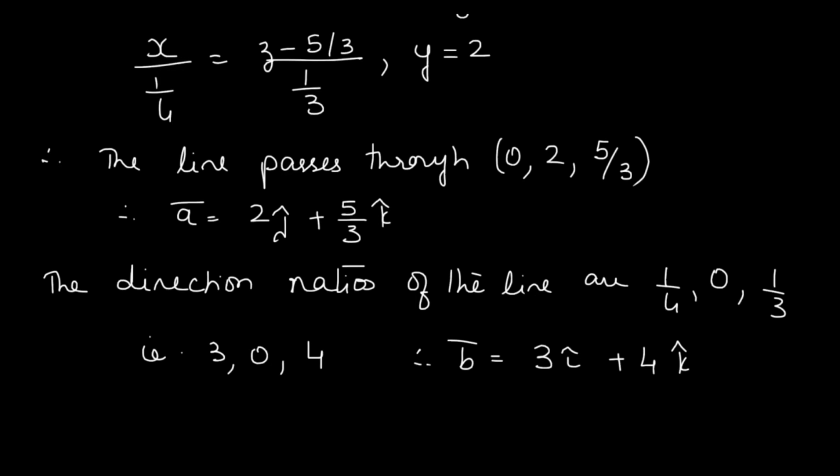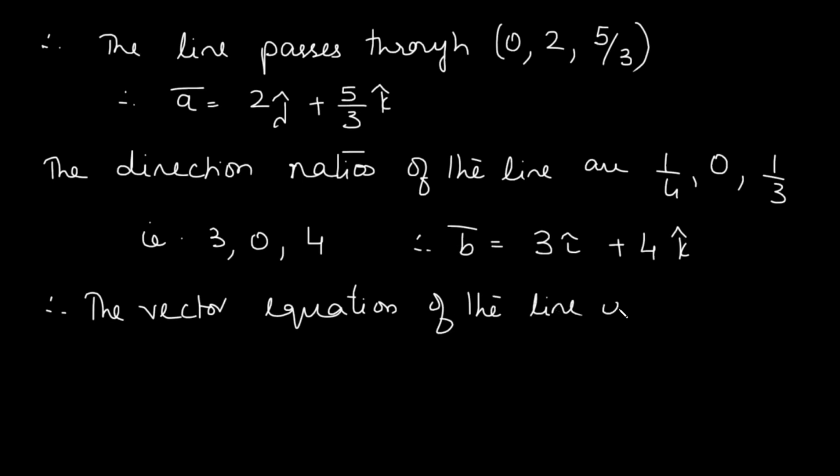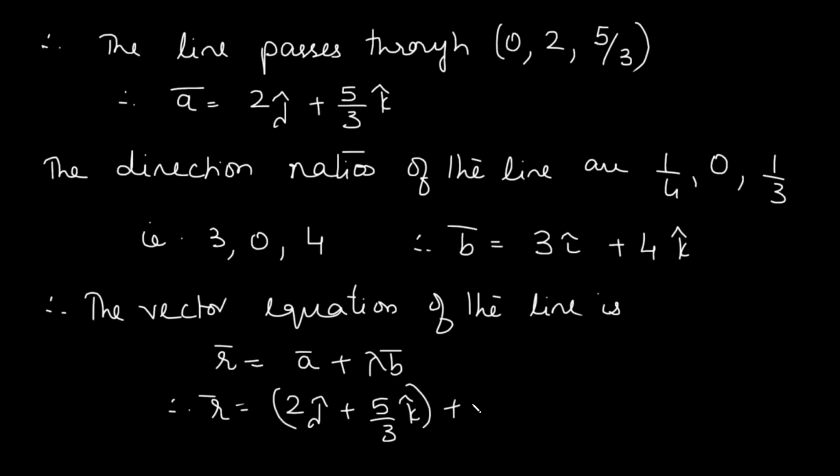Now we can write the vector equation of the line. Therefore the vector equation of the line is r is equal to a plus lambda b. Therefore we get r is equal to, instead of a we write, 2j plus 5 upon 3 k plus lambda into b.